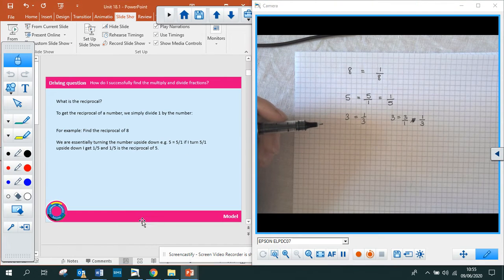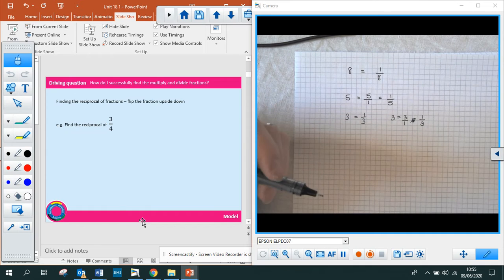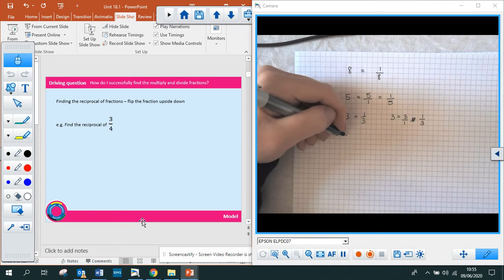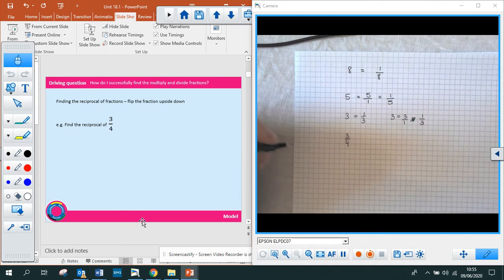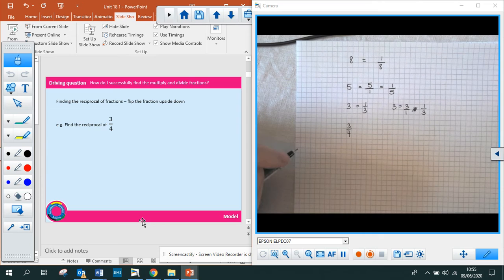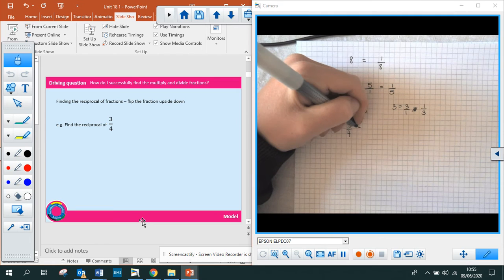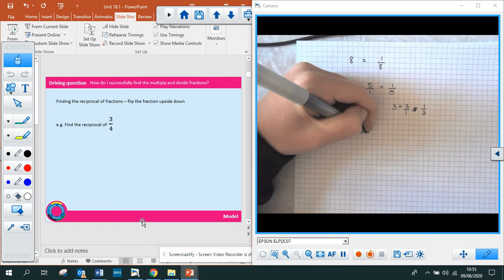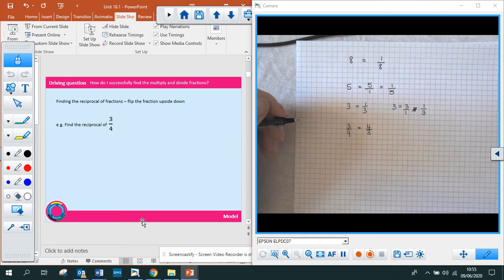So let's have a look. I'm going to show you some examples. For example, it wants me to find the reciprocal of 3/4. This is a slightly different example now, but I'm simply going to flip it. To find my reciprocal, just flip your fraction. If it's just a fraction, flip it. So it's 4/3. The reciprocal of 3/4 is 4/3 because I've flipped it.